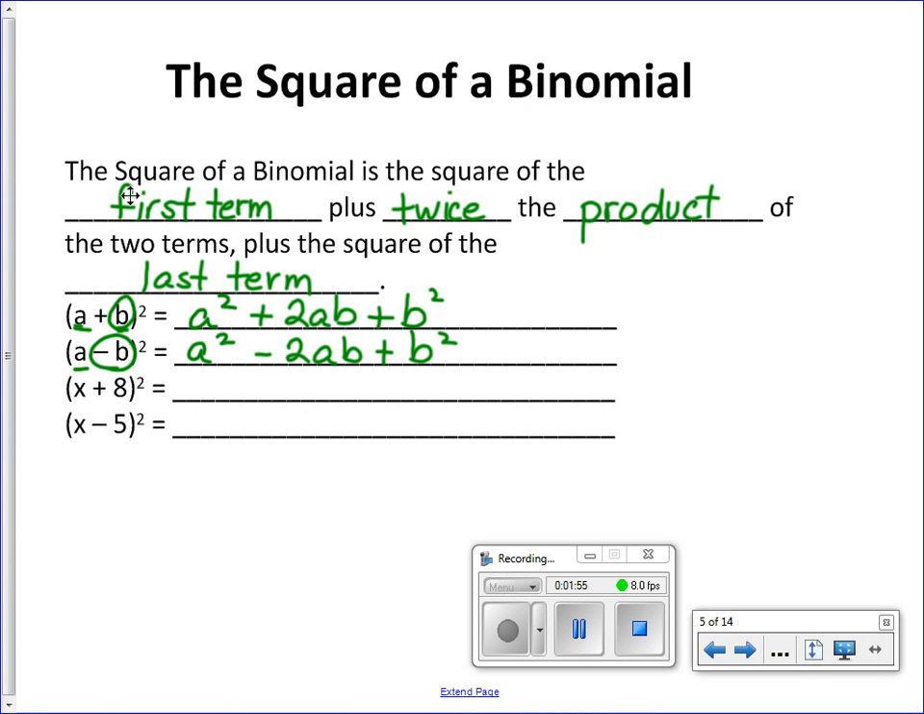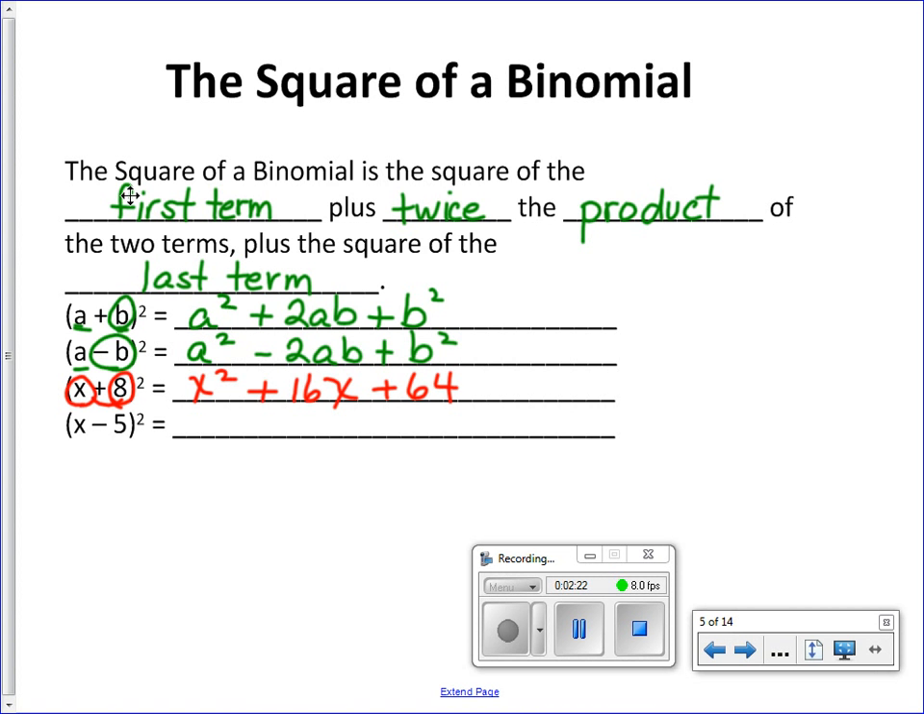All right, so now let's apply it to something that has some numbers in it. Our first term, x, we're going to take x and square it. We've got x times 8 would be 8x, and we want to take twice that, so it'd be plus 16x. And then we want to take our last term, 8, and square it. And 8 times 8 would be 64.